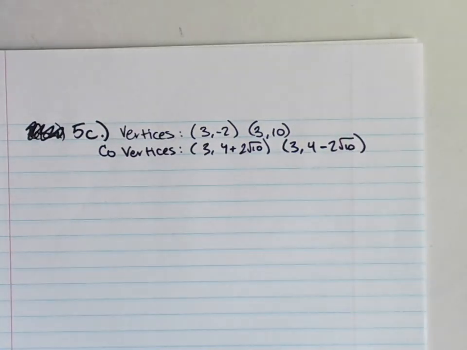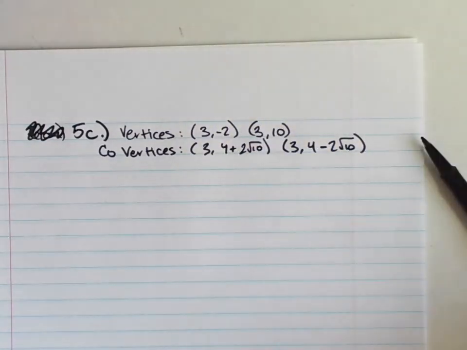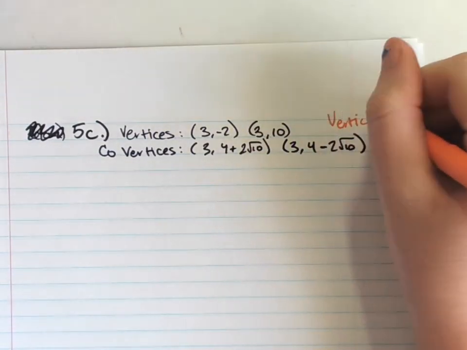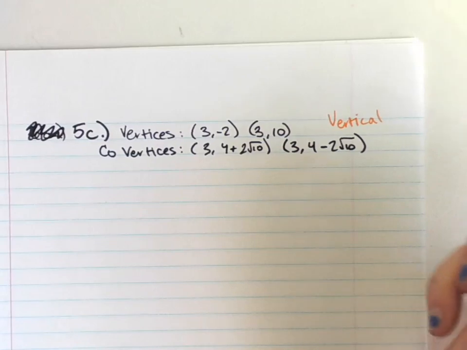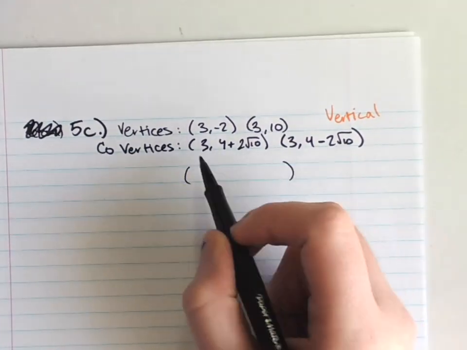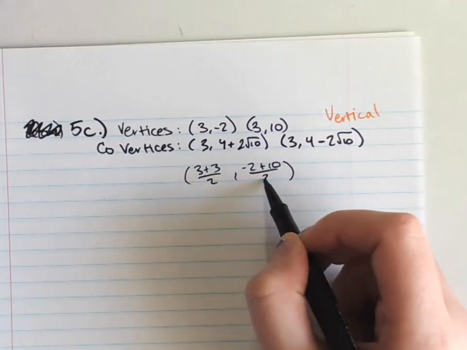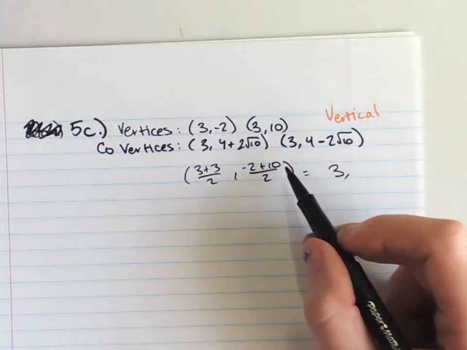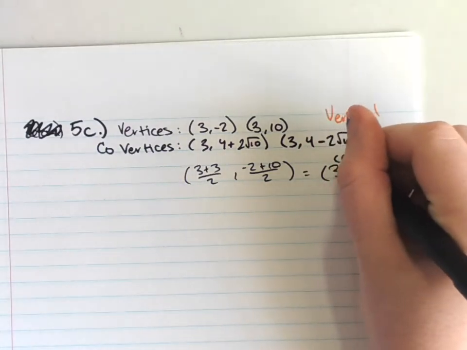Right. So let's determine if it is horizontal or vertical. So looking at the vertices, the x didn't change, but the y did. So that's going to tell us that it's a vertical movement, or vertical hyperbola. We need to find our midpoint between these two. So we would do midpoint formula, 3 plus 3 over 2, negative 2 plus 10 over 2, and get 3, because that's 6 over 2. 8 over 2 is 4, so we would get 4. There's our center point.